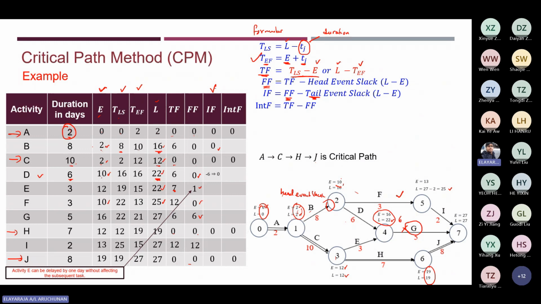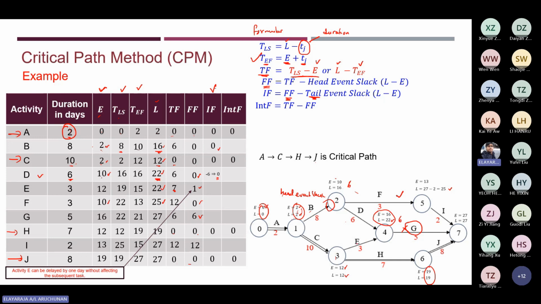Okay, tail event slack is 16 minus 10, which is 6. So as we know, 0 minus 6 is minus 6. Please remember that if we get a minus value for interference slack, you need to assume that it is 0. It doesn't make any difference. You need to assume that as a 0.